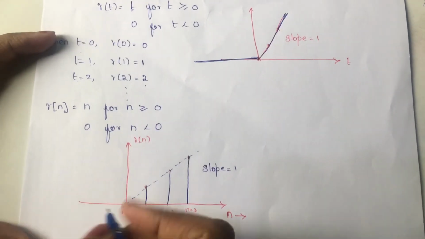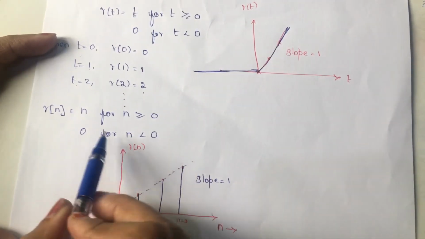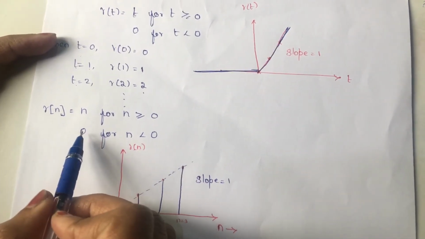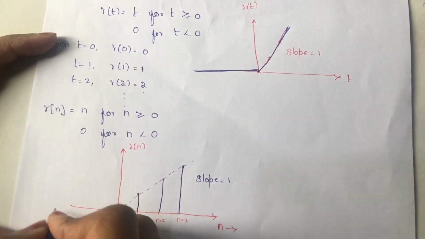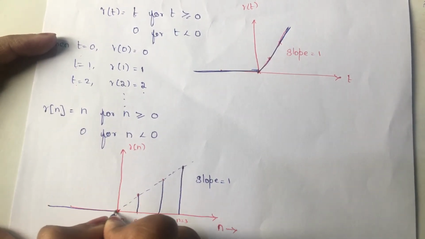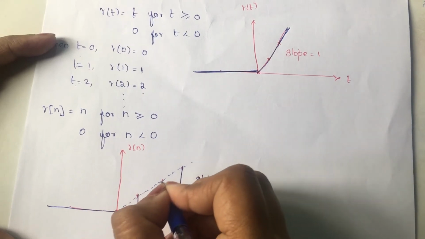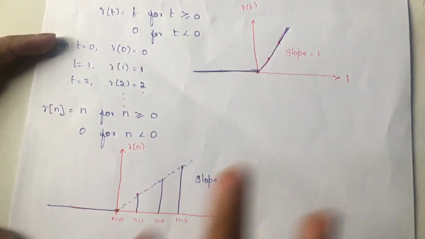Now when it comes to the negative side, by seeing this function we can clearly understand that for n less than 0 the function is 0. So here it comes like this. This is the ramp signal.